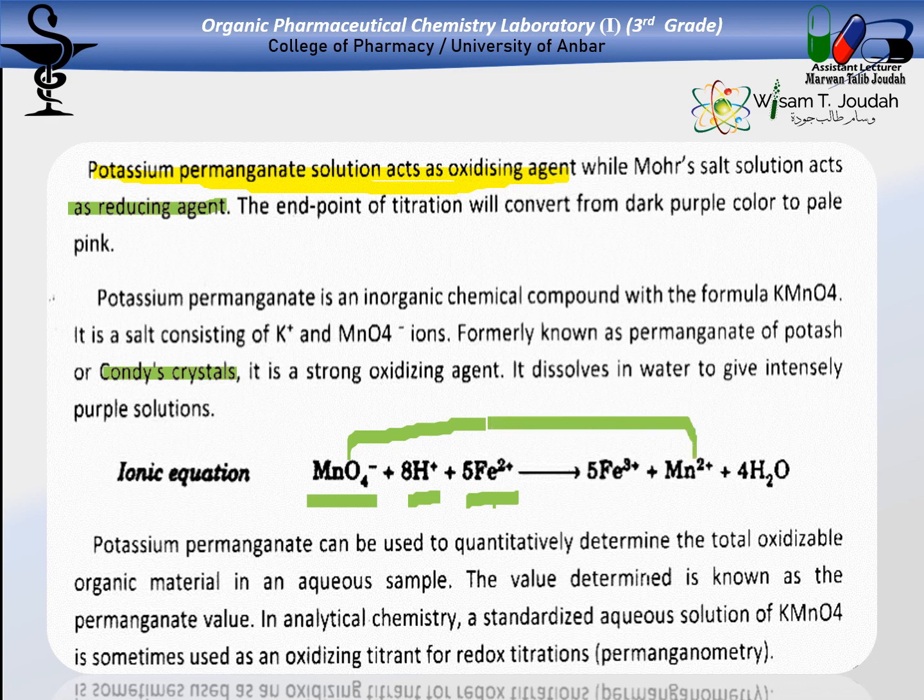All right. So potassium permanganate can be used to quantitatively determine the total oxidizable organic materials in an aqueous sample. The value determined is known as the permanganate value. In analytical chemistry, a standardized aqueous solution of KMnO4 is sometimes used as an oxidizing titrant for redox titration. We are not that interested in this point, but you should know what it is.